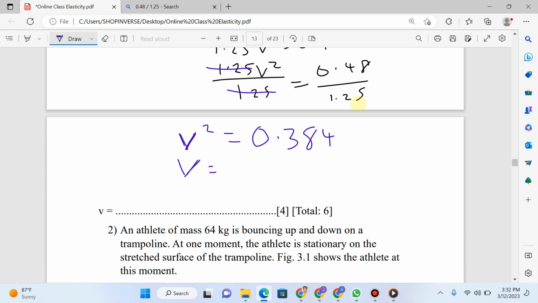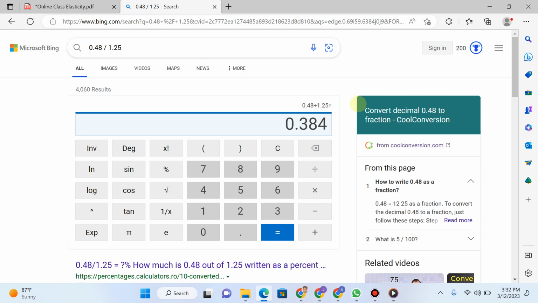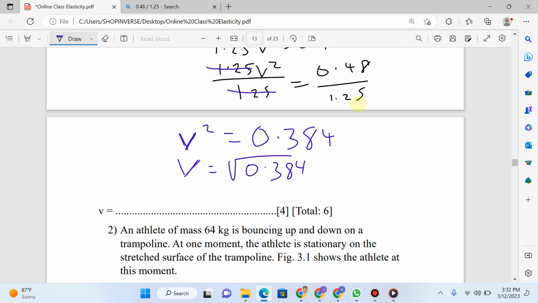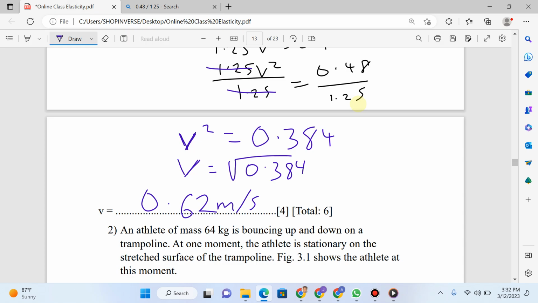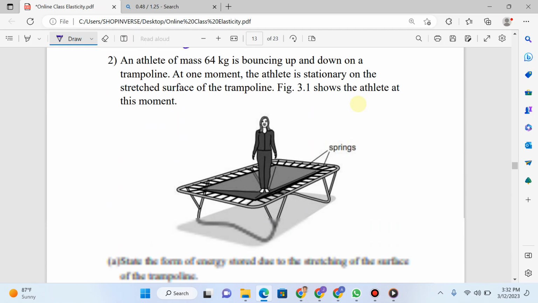The value of v would be the square root of 0.384. Go and take the square root of 0.384, and this will give you 0.6196. That's 0.62 to 2 decimal places. So that was 0.62 meters per second. Correct? 0.62 meters per second. Let's take the next question.